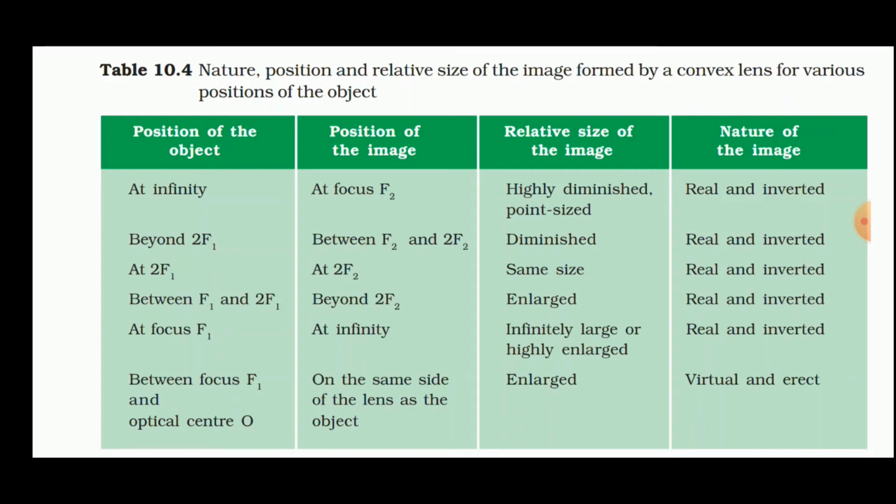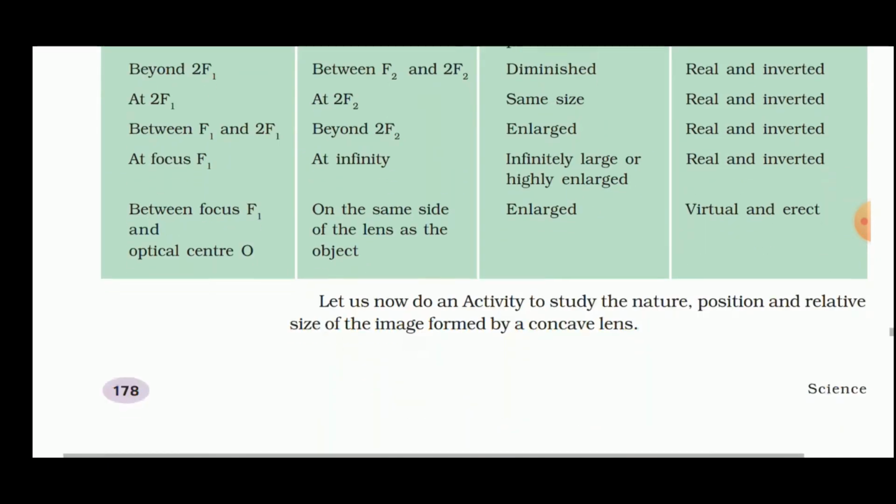If the object is at focus, the first and the fifth cases are the converse of each other. At f1, the image is formed at infinity. The size of the image is relatively large or highly enlarged, and real and inverted. Now if the object is between focus and the optical center, the image is formed on the same side of the lens as the object, and this image is enlarged and virtual, meaning it cannot be obtained on a screen, and it is erect.